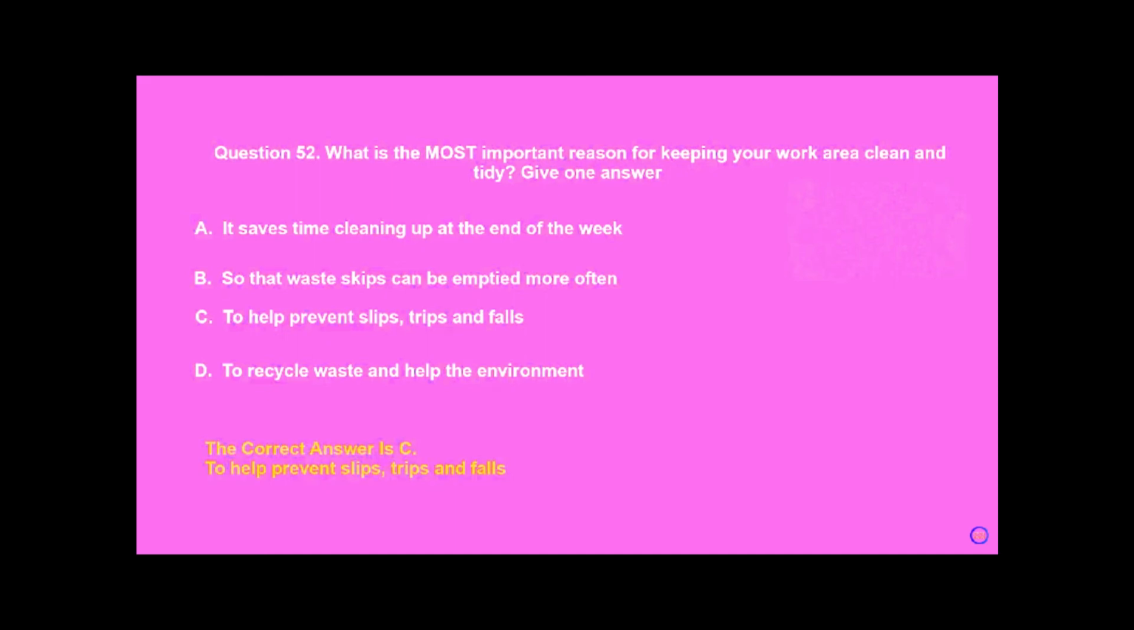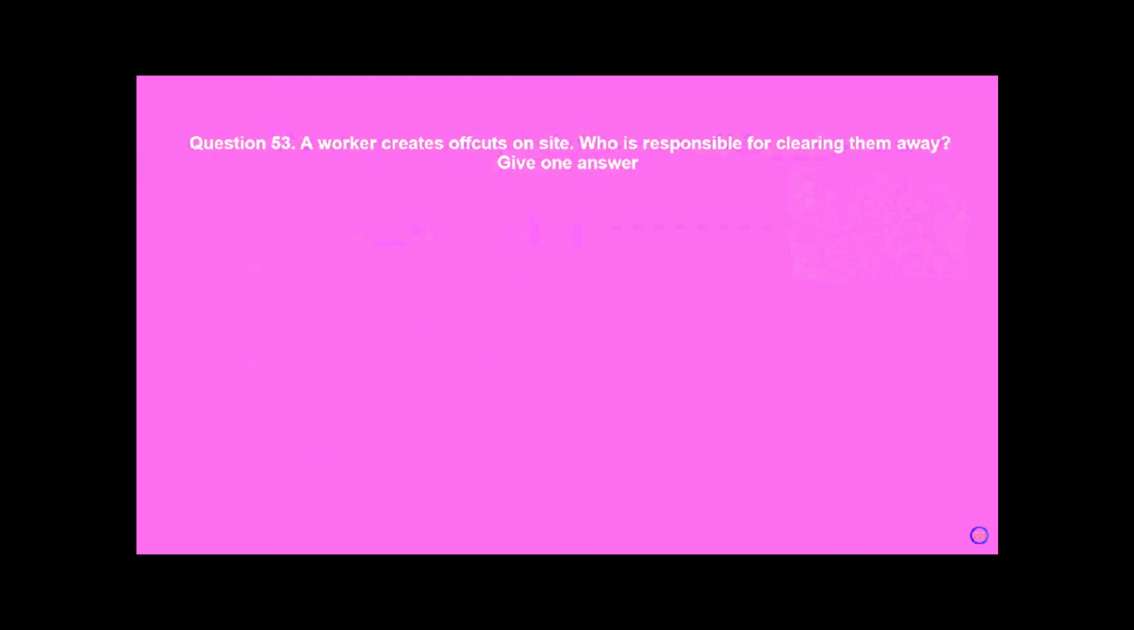Question 53. A worker creates offcuts on site. Who is responsible for clearing them away? Give one answer. A. The foreman. B. The site manager. C. The supervisor. D. The worker. The correct answer is D.